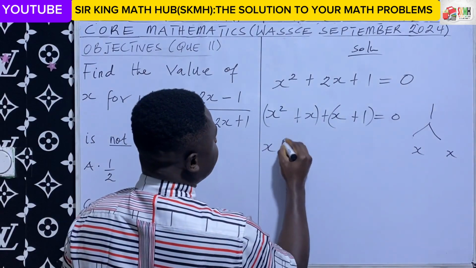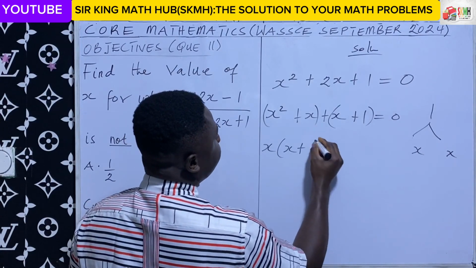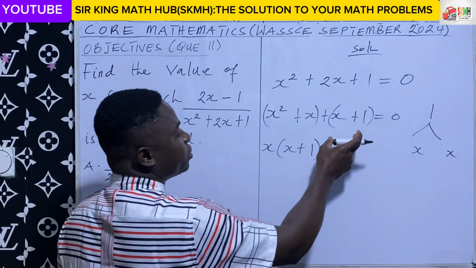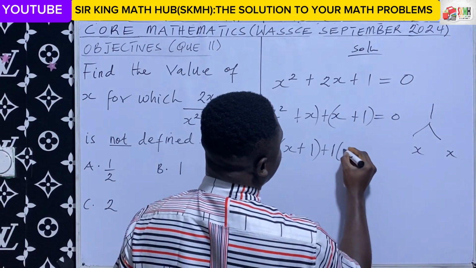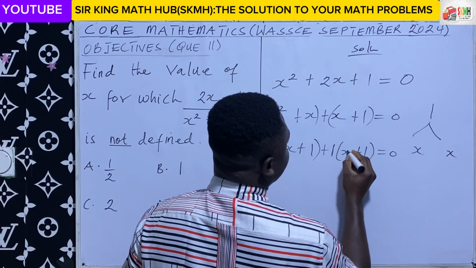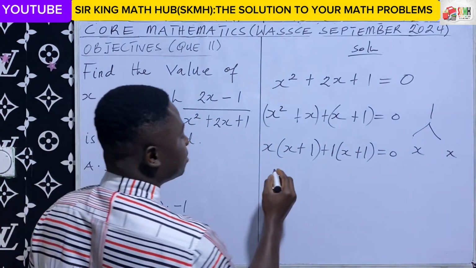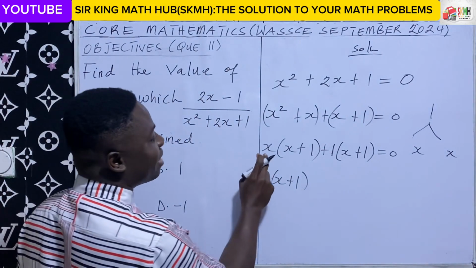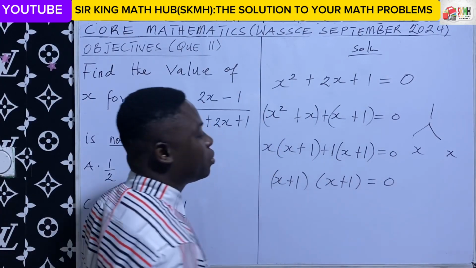So when you factorize x out, you'll be left with x for the first term and then 1 for the second term. Again, what is a common factor here? The common factor here is 1. So when you factorize 1 out, you'll still be left with x plus 1. Then everything should be equal to 0. Now, what are the factors inside the brackets? We have x plus 1. And then the factors outside the bracket, we have x plus 1 again. And everything must be equal to 0.